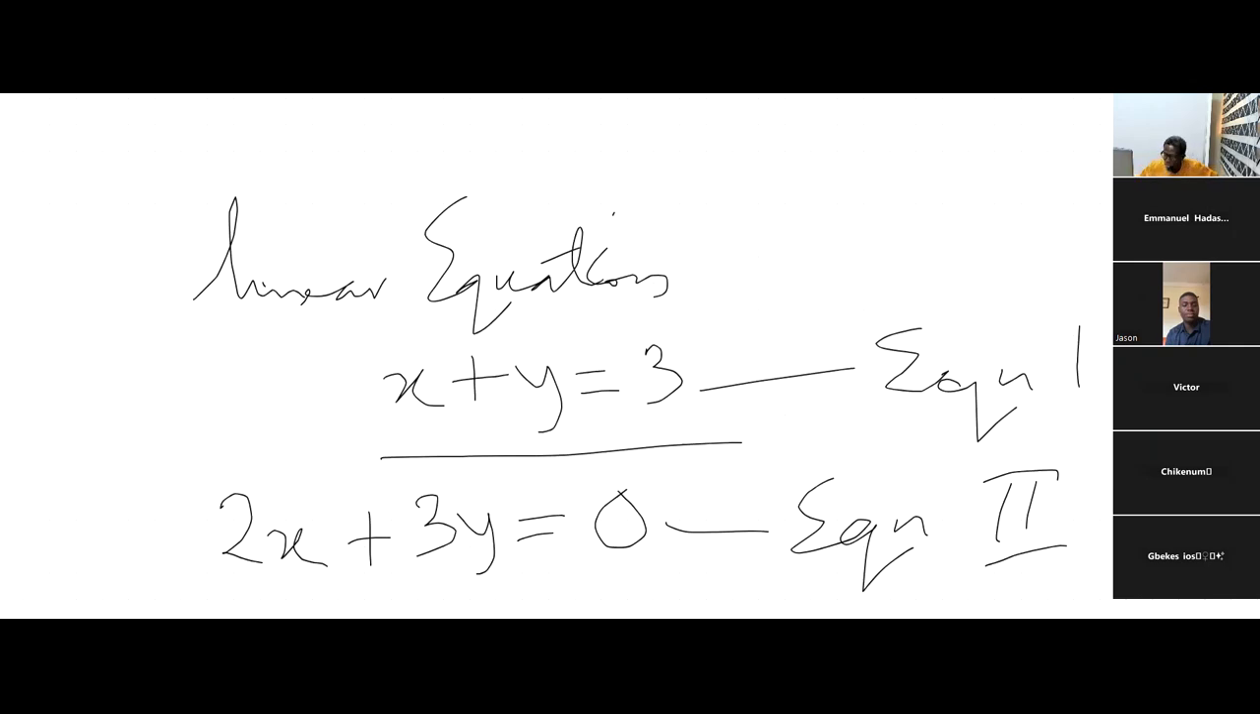Are you all with me? Yes, sir. Every numerical value that precedes a variable is what we refer to as the coefficient of that variable. So in equation 2, the coefficient of x is 2, and the coefficient of y is 3. And the constant in that equation is 0.